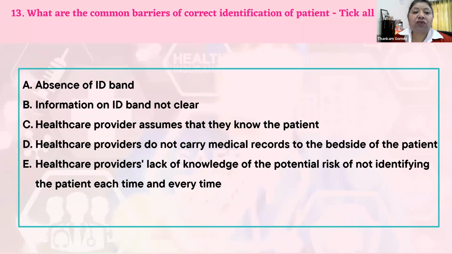Healthcare providers' lack of knowledge of the potential risk of not identifying the patient each time and every time. Yes, this is an attitudinal problem because we think that it is not important. We tend to believe that error can happen with them, with that patient in that hospital, not with me. Believe me, my friends, it does not take much time. Once the error is executed, it's very difficult to reverse it. And it is definitely a problem.